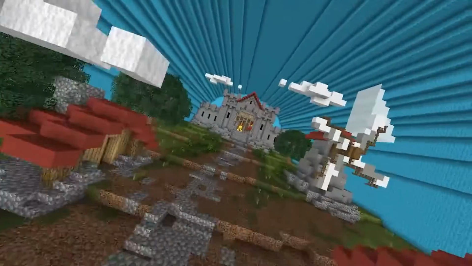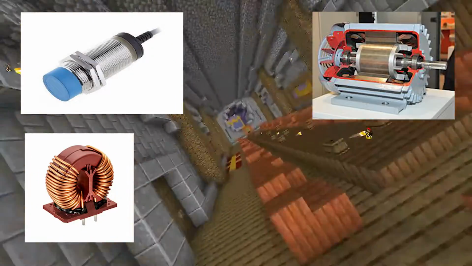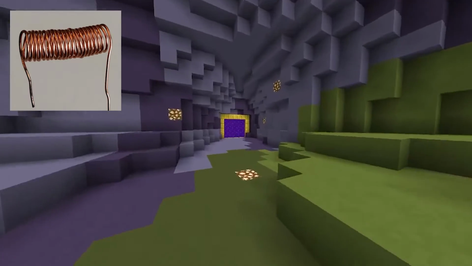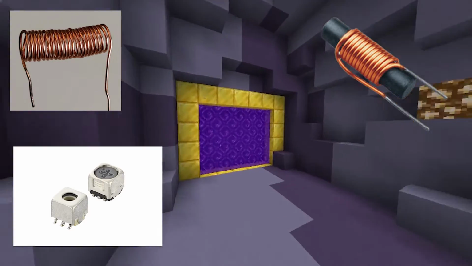Inductors are used in many electronic applications including sensors, transformers, motors, and energy storage. Inductors have four main types seen here as air core, ferromagnetic core, tapped, and variable.